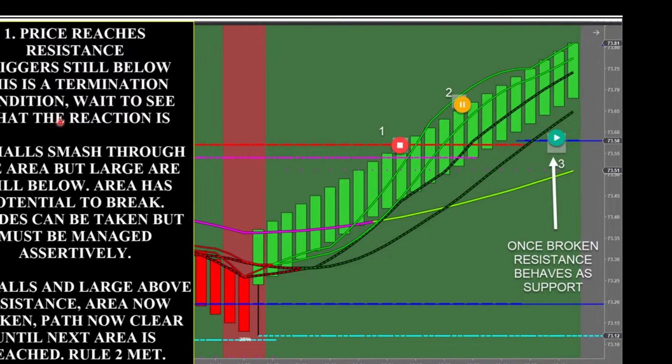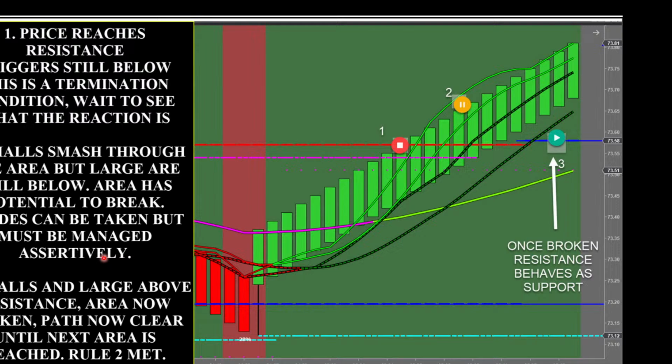You'll never know. If the smalls absolutely smash through, your small triggers get up and above 2 to 3 points above that area of resistance, but your large triggers are lagging behind and they haven't made it above yet. 50% of your triggers are through, 50% of your triggers are not. As long as you have momentum, as long as you have strong triggers, this Fibonacci resistance has the potential to break. And potential doesn't mean that rule number 2 is met. Potential means that it might and it might not. And there's opportunity in the potential to break, but they have to be managed assertively.